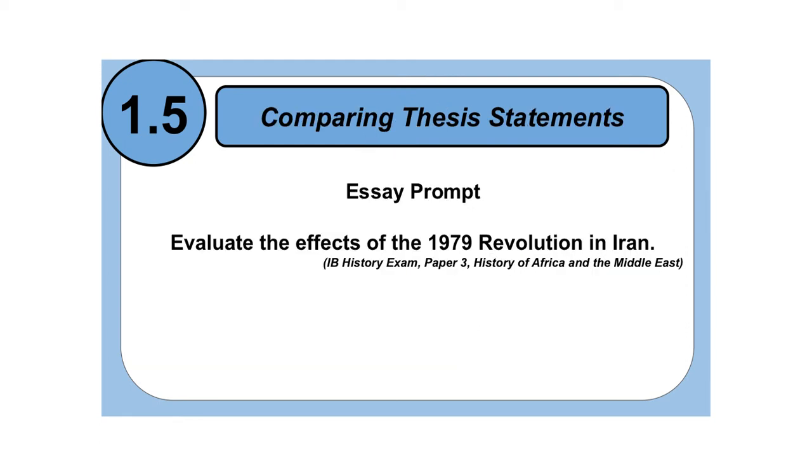So let's look at a couple of examples of a weak thesis and a strong thesis. So here is an example of an essay prompt, and this is actually a real essay prompt that comes from an IB history exam. And the question is, evaluate the effects of the 1979 revolution in Iran. Okay, and this is from History Exam Paper 3, History of Africa and the Middle East. This was a legitimate IB history question. Okay, so the next screens you're going to see are examples of thesis statements that would address this prompt. Okay, so let's take a look at which one is weak, which one is strong.